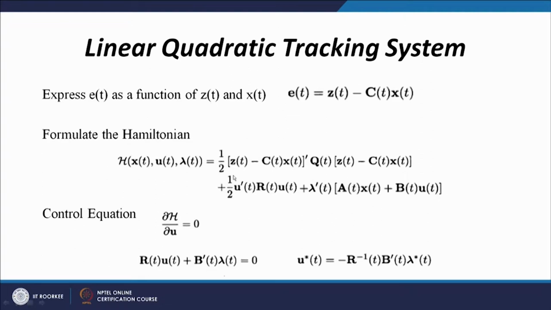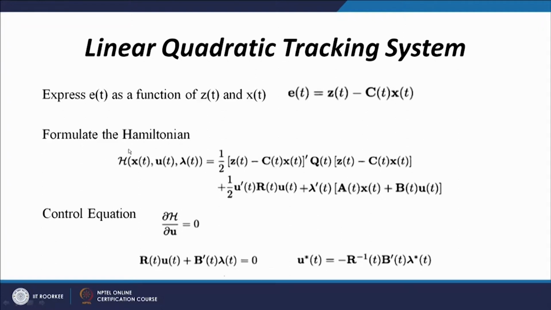So, this gives me the Hamiltonian, and with the help of the Hamiltonian I can write my control equation, my state equation, and my co-state equation. So, in this case I will take my del H by del U equal to 0.